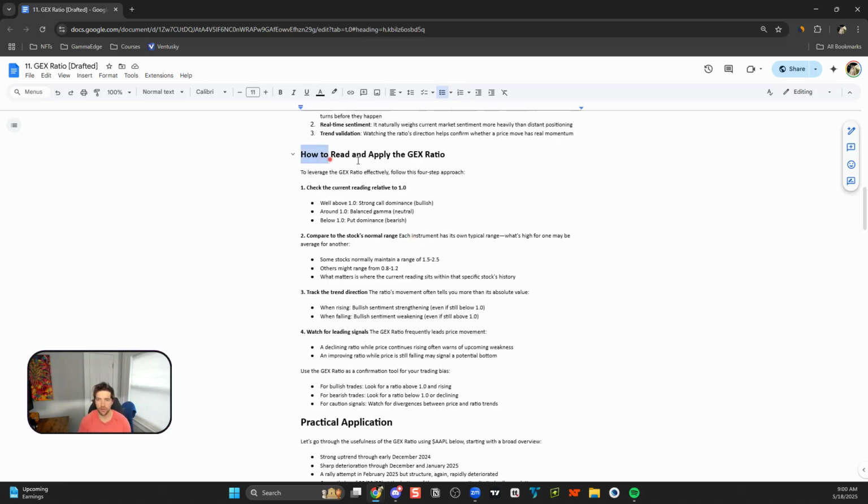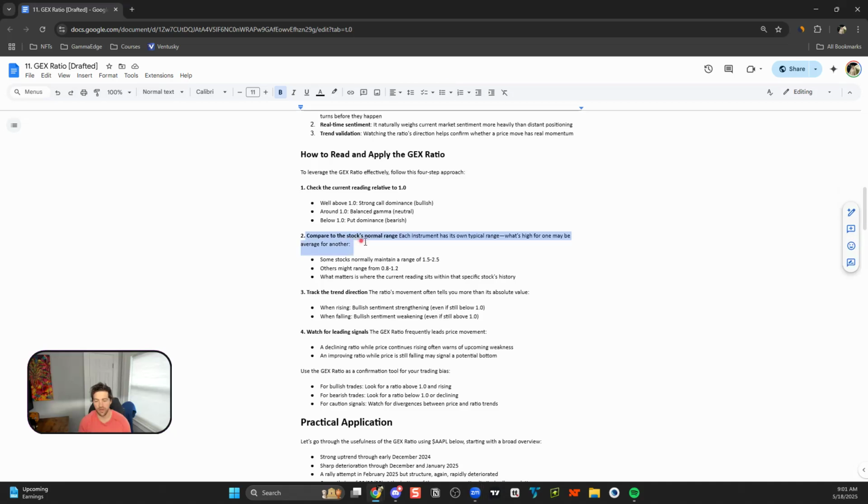So now getting into how to read and apply the GEX ratio. To leverage the GEX ratio effectively, here's the four-step approach. First, check the current reading relative to 1. Again, above 1, bullish, below 1, bearish. But remember, pay attention to the trend of the GEX ratio as well, not just the absolute number.